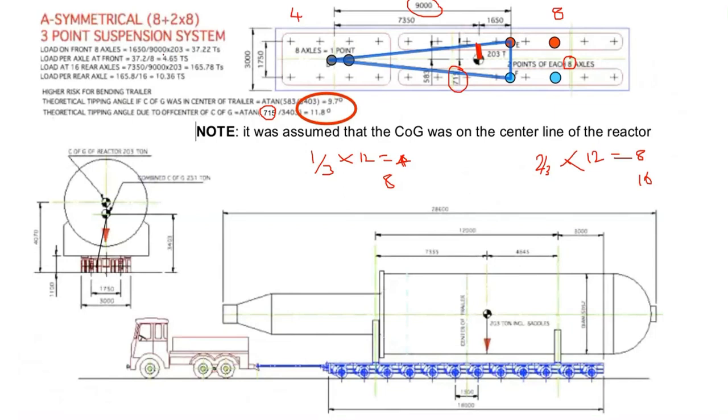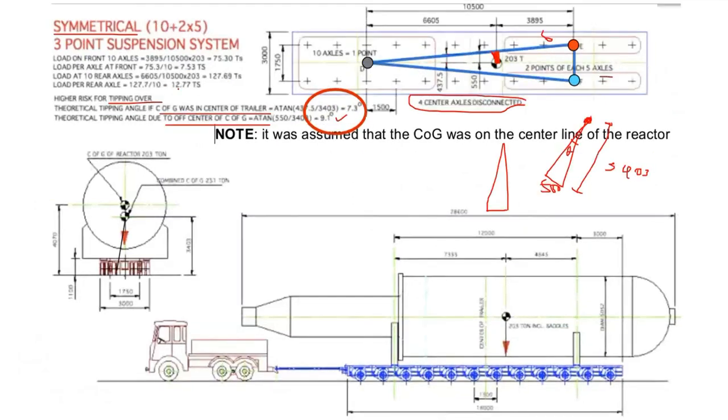How much load comes to here means 37, and back it will come 7350 out of 9. So 7350 by 9 into 203, 165 it comes. So 10 per axle will come here. It's 4.5 ton per axle. Here 10 per axle. Higher risk for bending of a trailer. Here risk is bending of trailer. Here risk is tipping over. Bending of trailer means because more load is coming, right?